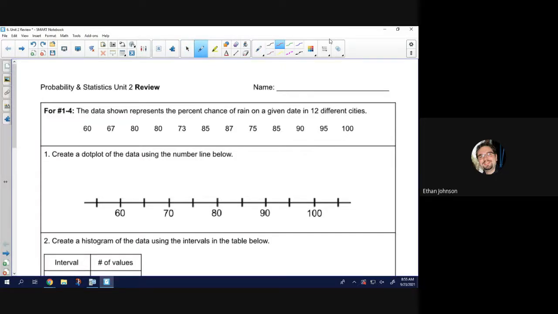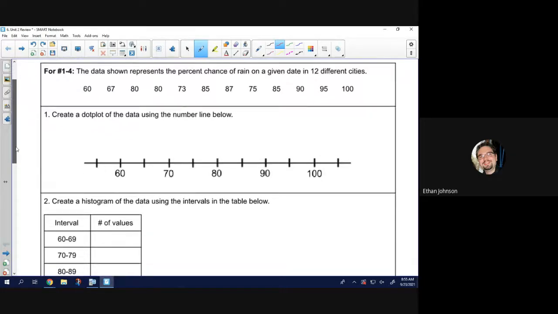Today we're going to be looking at the Unit 2 review. Now in Unit 2 we were dealing with various displays of data that we've collected from the Unit 1 types of sampling methods. For numbers 1 through 4, the data shown represents a percent chance of rain on a given date in 12 different cities.